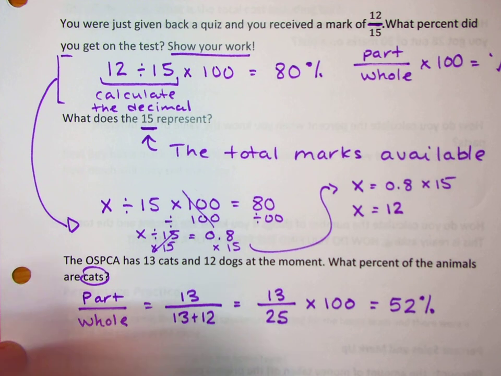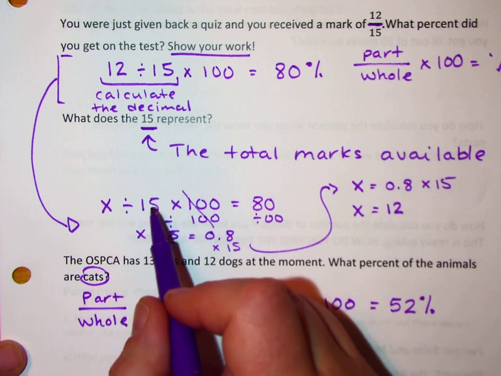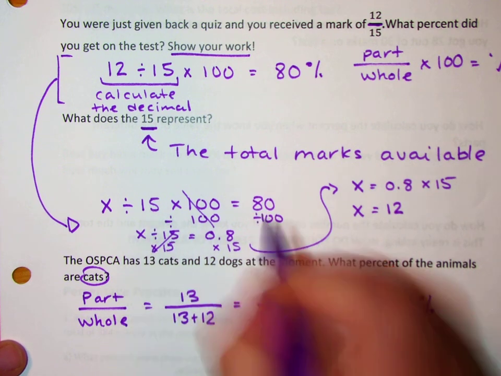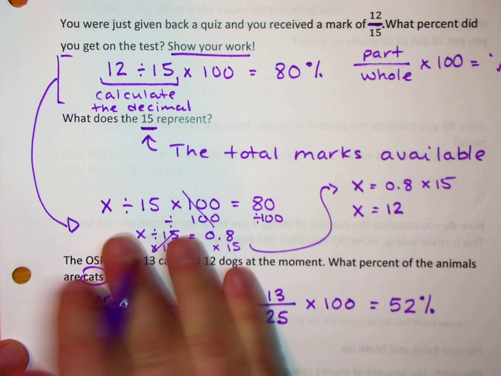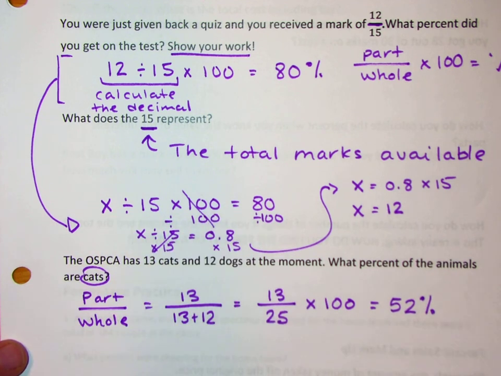Okay, so if I don't know what the part is, or I don't know what the whole is, I can do the opposite operation to isolate that. Sorry, that should be 100 there. And that's really what we're doing here, okay?